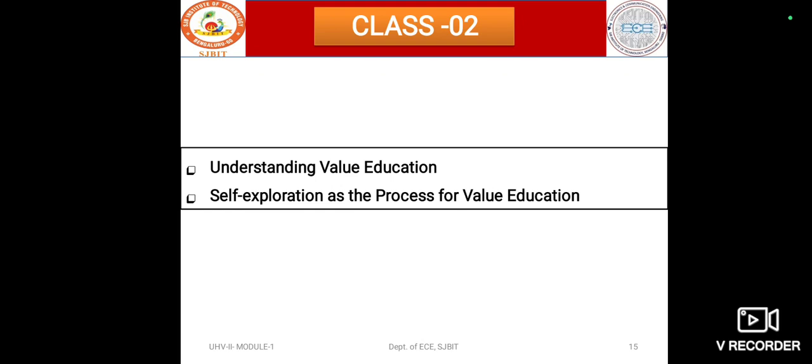In today's class, we'll be discussing understanding value education, and self-exploration as the process for value education. In understanding value education, some of the basic guidelines are as follows. Now that we have identified the need for value education, let us also visualize certain effective and widely acceptable guidelines which will enable the introduction of value education in the present system.